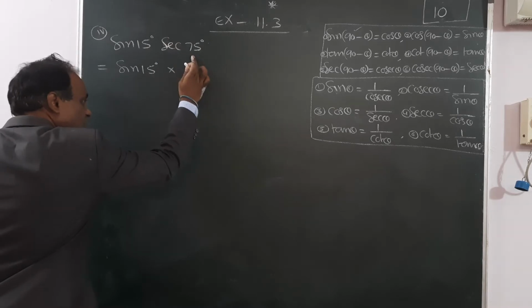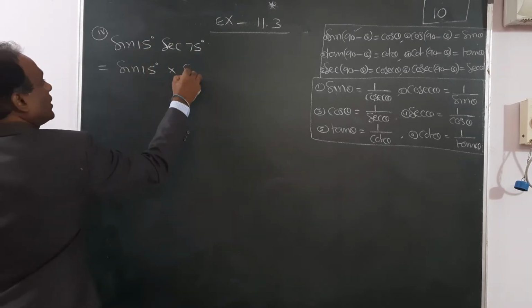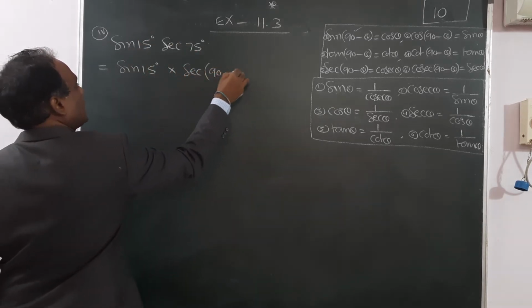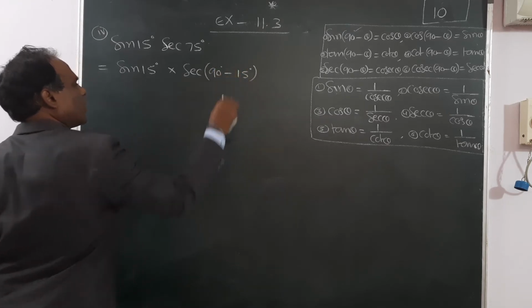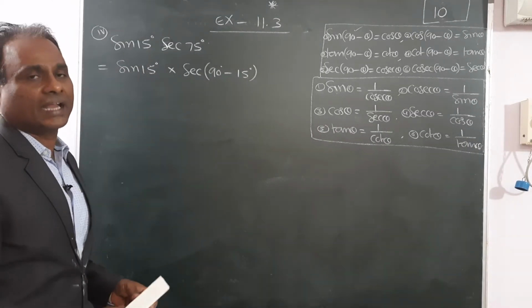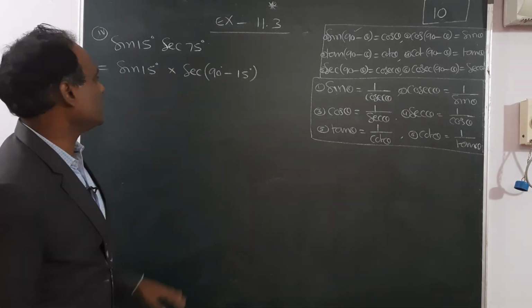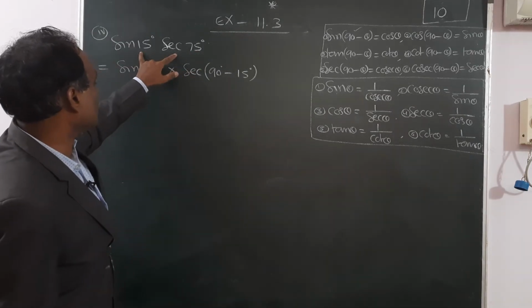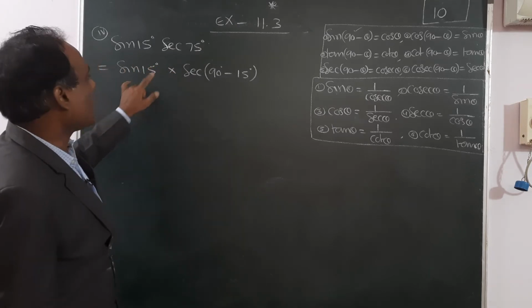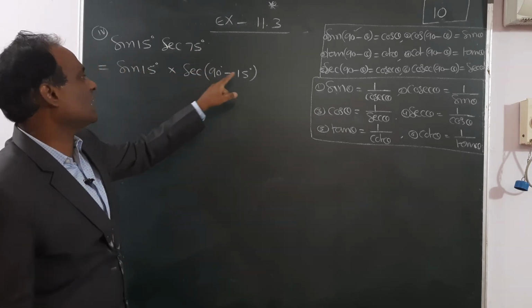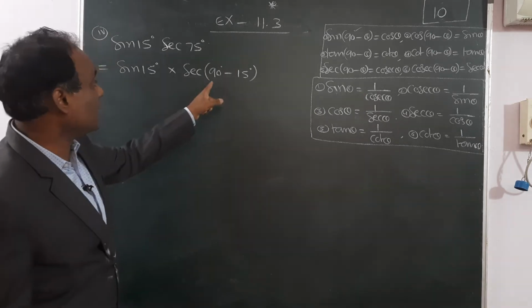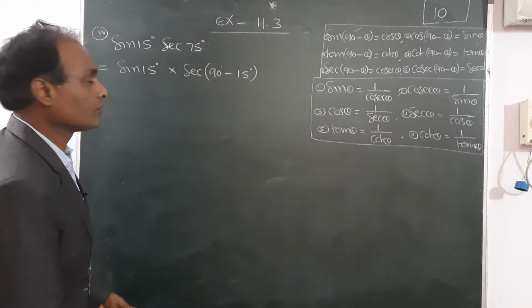Let us make this also in terms of 15. 75 can be written as 90 minus 15. In all the problems we are using the 90 concept, 90 minus. Every time we are writing one angle in the form of 90 minus. If it is having two factors, one we are keeping same, the other one we are changing. 75 can be written as 90 minus 15.